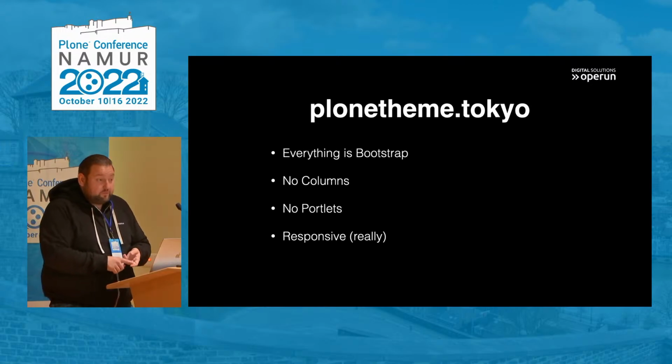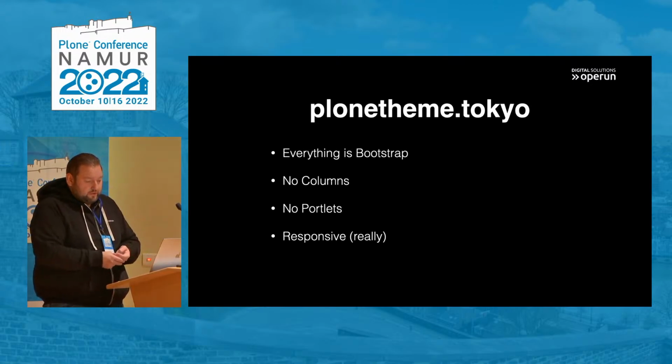So it was a proof of concept. It was started in 5.2, and somehow that escalated quickly. And I want to encourage you to think about what you need in a theme. When you do your custom project, you don't have to inherit from Barceloneta. Do it from scratch and just add what you really need. In Plone Theme Tokyo, everything is Bootstrap. We dropped the columns, just to say something about the package. There are no portlets. We decided we don't want to stick with portlets in that.